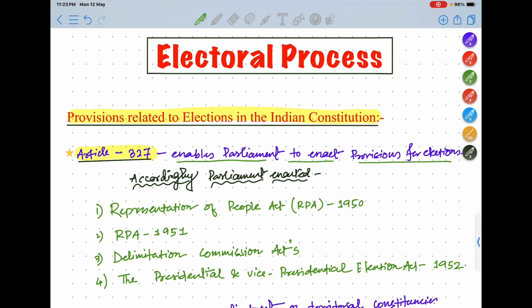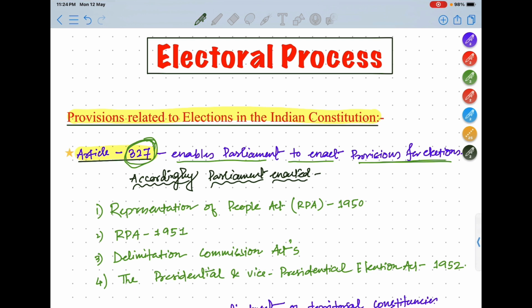But what is the authority by which Parliament is able to pass these bills and acts? This is Article 327. So Article 327 enables Parliament to enact provisions related to elections. Accordingly, based on this Article 327, using this power, Parliament has passed several laws, several acts.